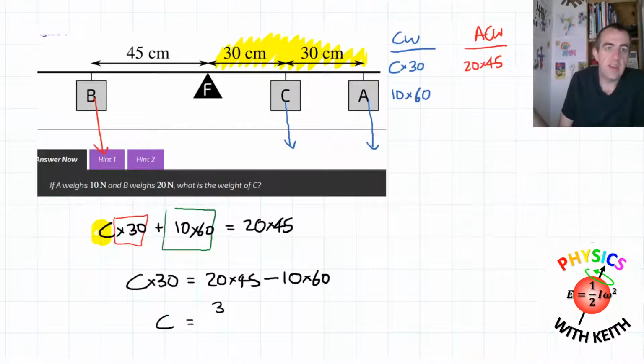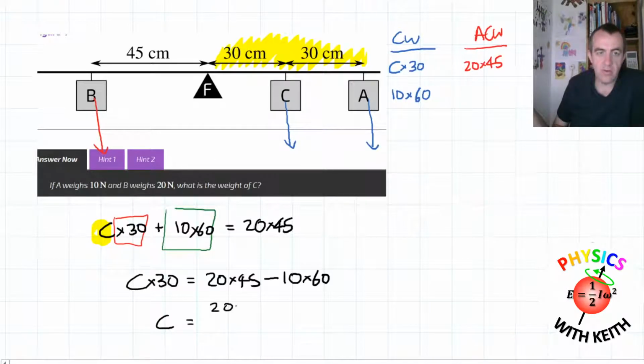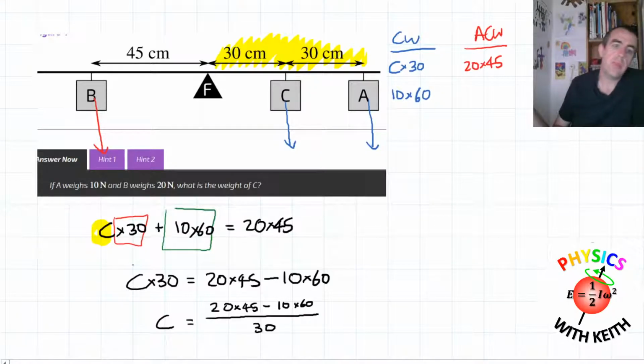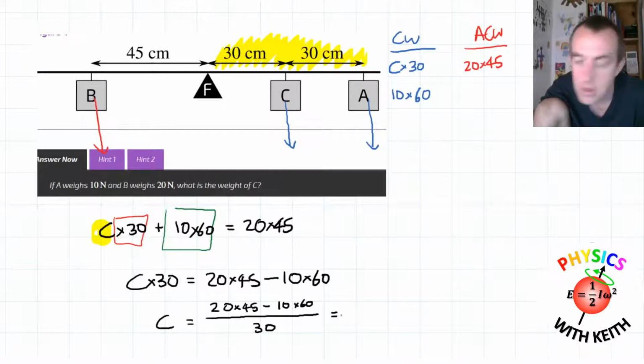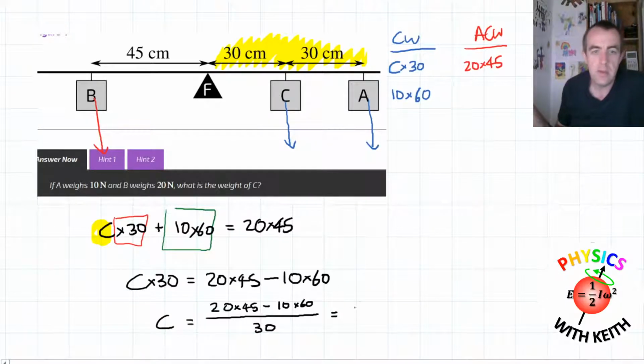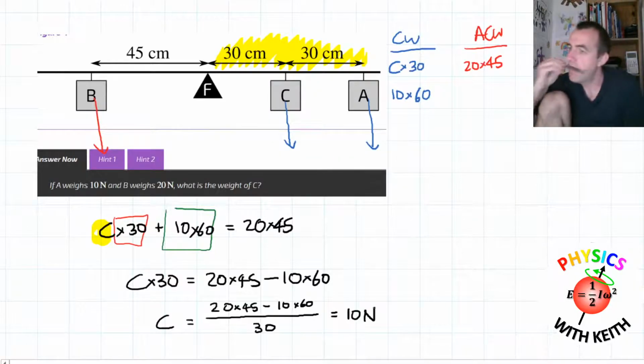And again, this is a place where students make mistakes very often. They'll just divide one of these terms on the right by 30. In fact, they are both divided by 30. The whole right-hand side is divided by 30. Take our calculator out and we put that in. So 20 enter 45 times, 10 enter 60 times, minus 30 divide, and we get 10 newtons. And hopefully that's right.